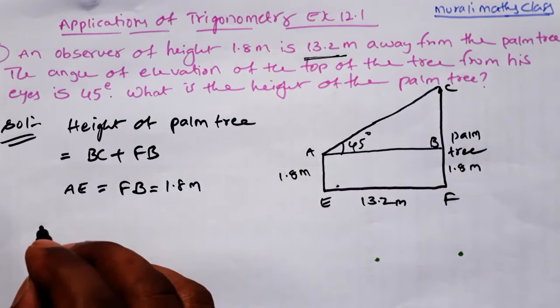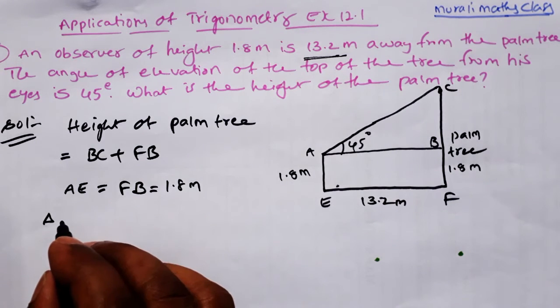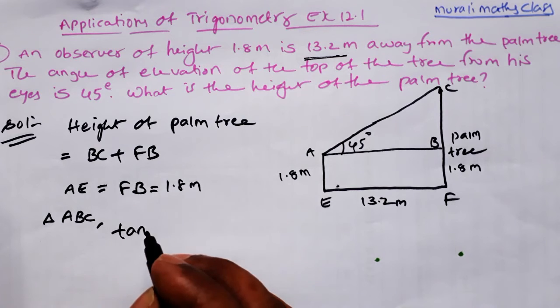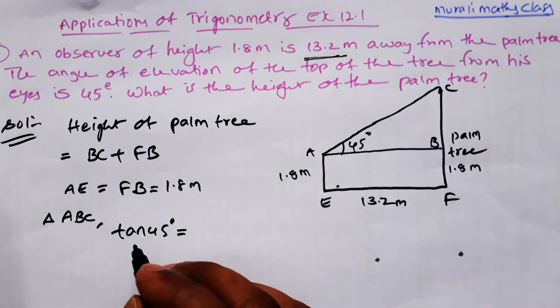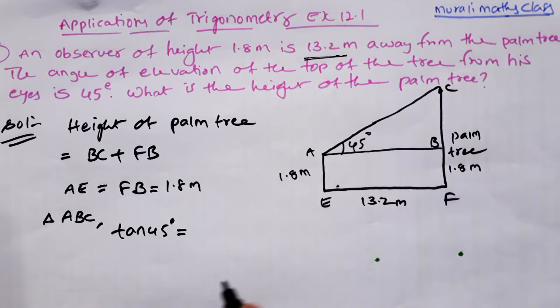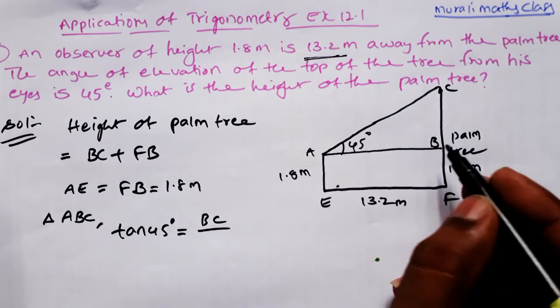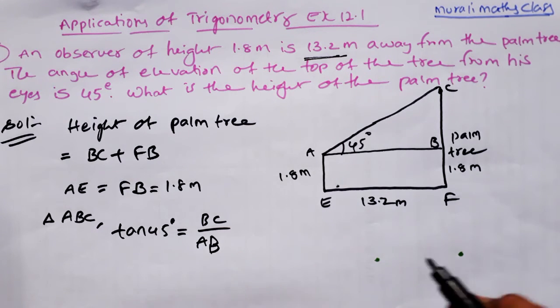Okay. So for finding the BC answer, what we have to do? Take this triangle ABC. You apply tan 45 degrees. Tan formula is what? Opposite divided by adjacent. Opposite means BC, divided by adjacent. Adjacent means AB.